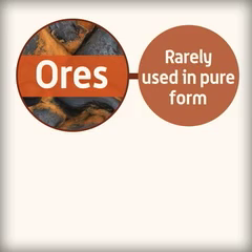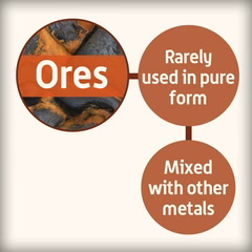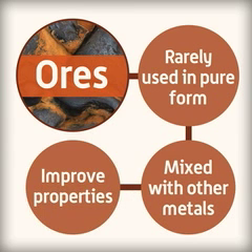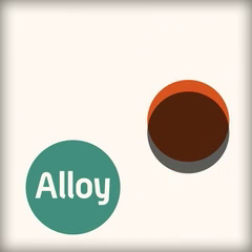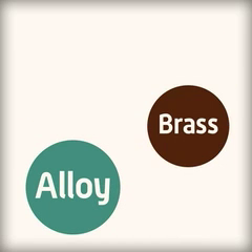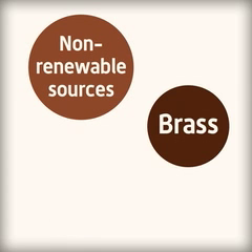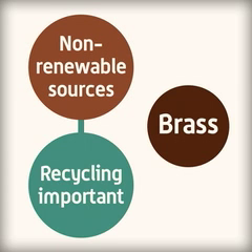Ores are rarely used in their pure form and are usually mixed with other metals to improve their properties. This is called an alloy. For example, copper and zinc make brass, giving the best properties of each metal. Remember that metals are from non-renewable sources, and so their recycling is very important.